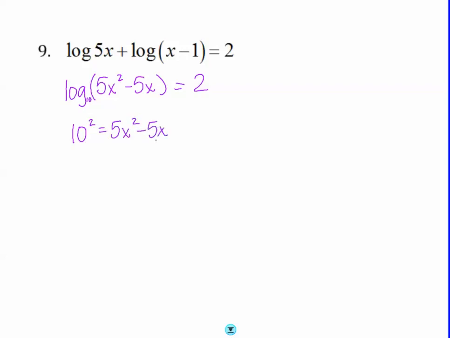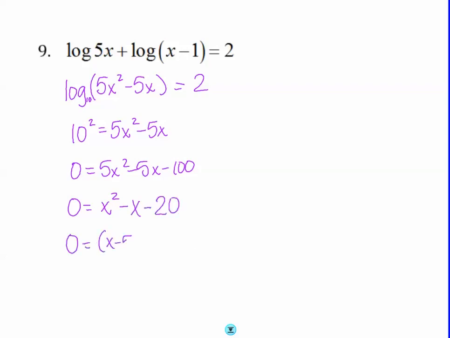Now I have a quadratic, so I need to set this equal to 0 and try to factor. So I end up with 0 equals 5x squared minus 5x minus 100, which is 10 squared. I can divide all of these by 5. And then factor. So I end up with my two solutions as x equals 5 and x equals negative 4.